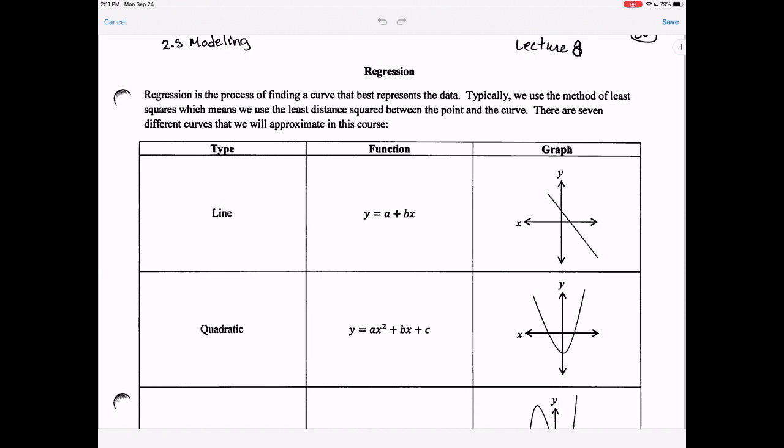I'm syncing my Apple Pencil with my iPad so that it'll write. All right, let's see if that works now.